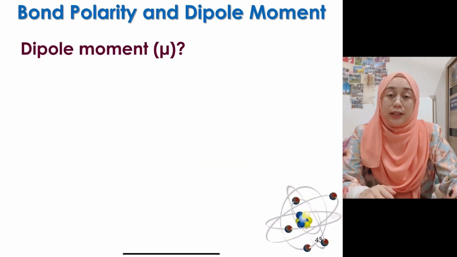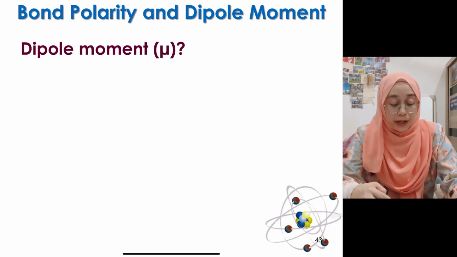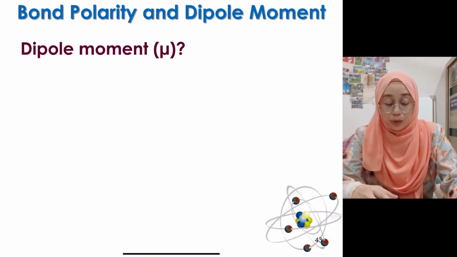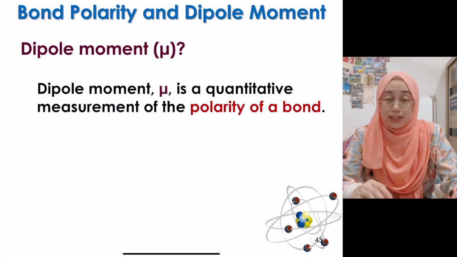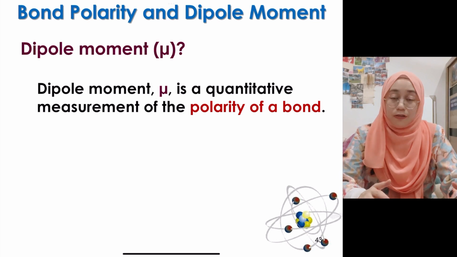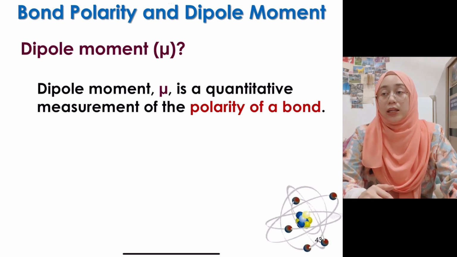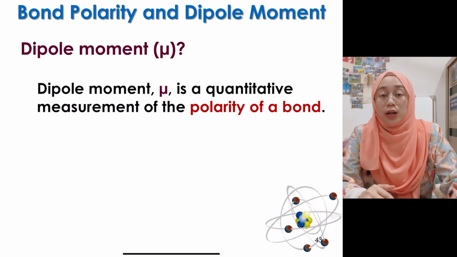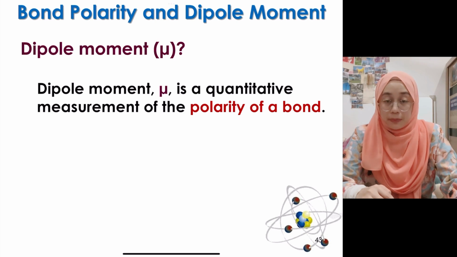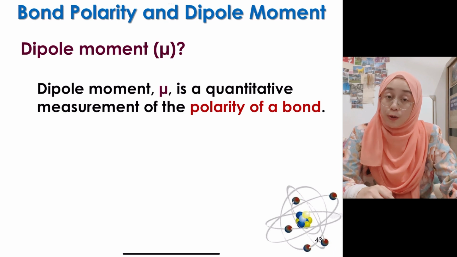Okay, so next part kita nak tengok what is dipole moment. Okay, dipole moment kita guna simbol mu. Okay, so dipole moment is basically a quantitative measurement of the polarity of a molecule. Lagi besar magnitude dipole moment, lagi tinggilah polarity dia. Okay, at the same time kita boleh nampak juga electronegativity kat situ makin kuat jugalah.